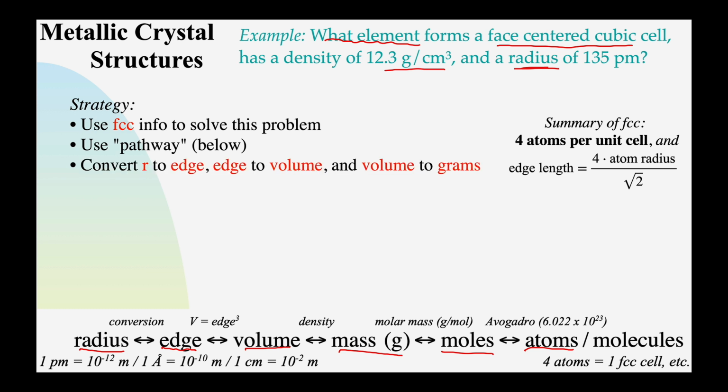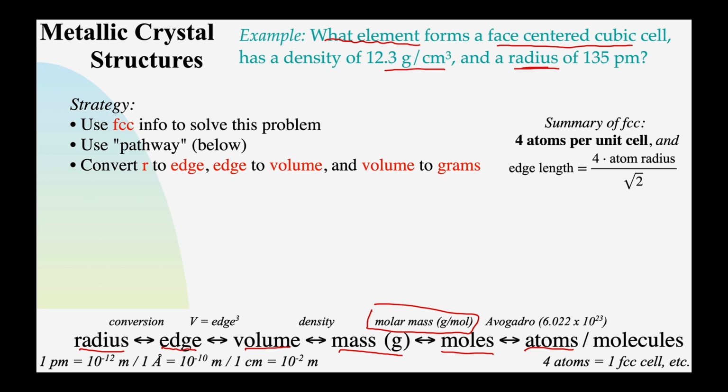Again, in a little bit more wordy version: first we're going to start on the left and go right as far as we can. In this problem, it's going to be radius to edge using the FCC part. Edge cubed equals volume. And finally, we can go volume to mass in grams using the given density. But then we have to stop. We're looking for the molar mass, that's what we want to find. If you knew the molar mass, you could look up on the periodic table how many grams per mole it was, no problem. But we don't know that here.